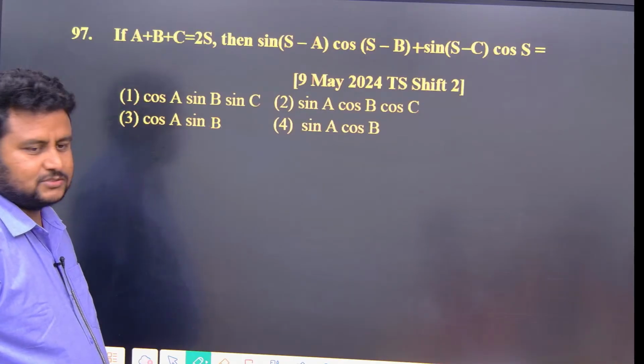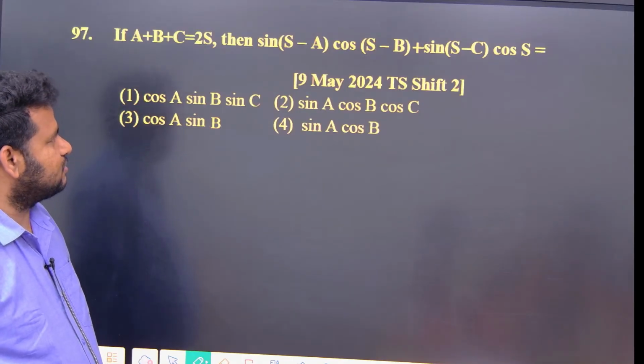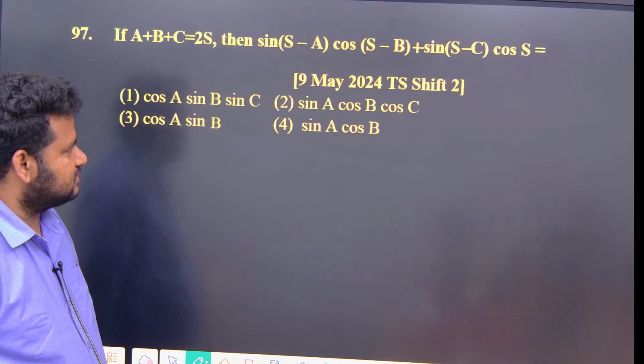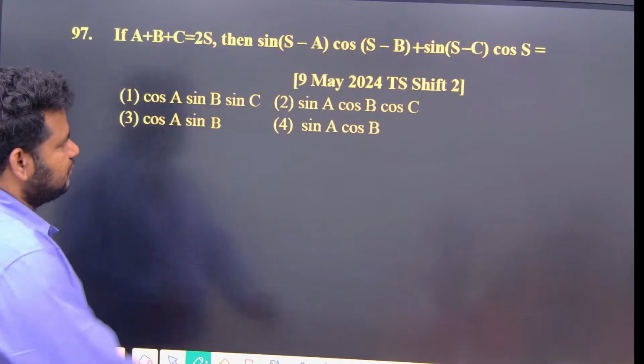a plus b plus c is equal to 2s. Then they are asking sin of (s minus a) cos of (s minus b) plus sin of (s minus b) cos s. So see here, this is 2024 TS.